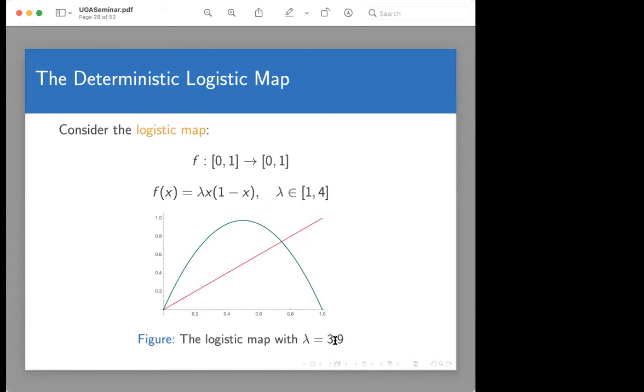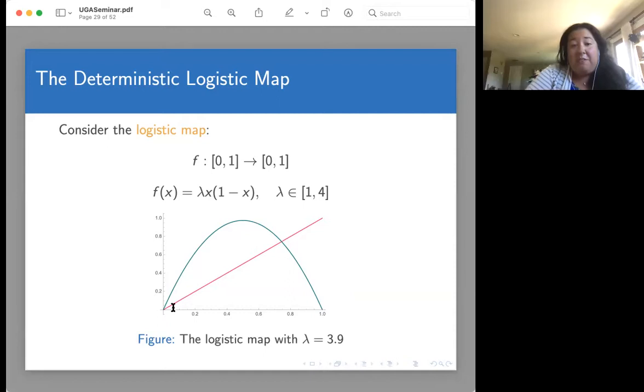Well, if lambda is greater than 4, then there would be values of x not within the range. Right, exactly. If lambda is bigger than 4, my parabola here is going to go above y equals 1. So I'm mapping the unit interval [0, 1] to numbers outside the unit interval, which would be a problem. So that's why I'm taking lambda to be a maximum value of 4.